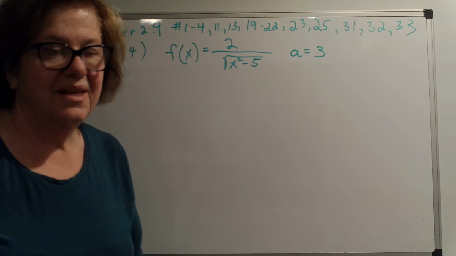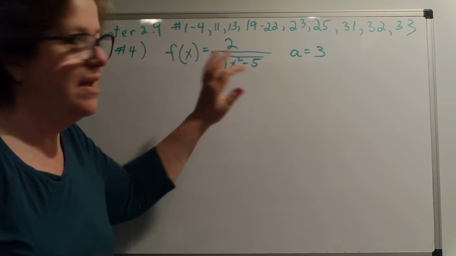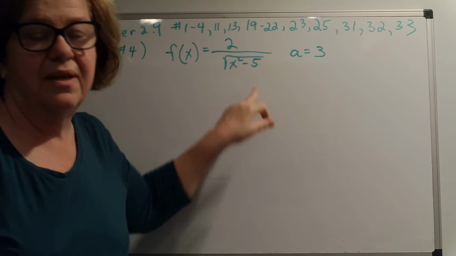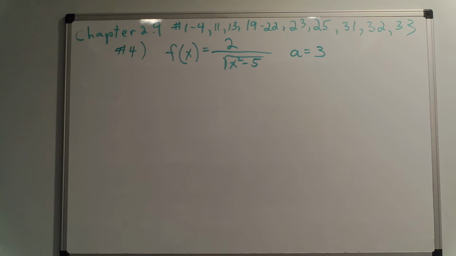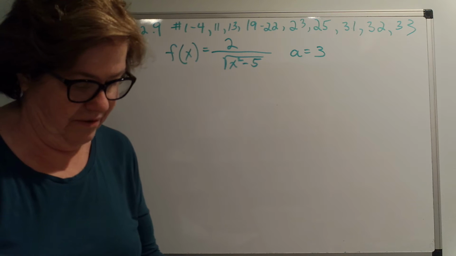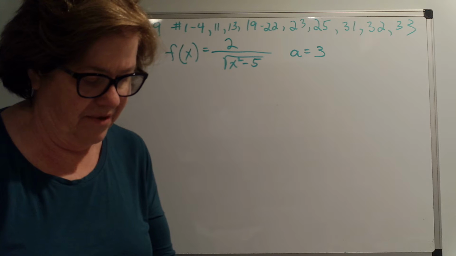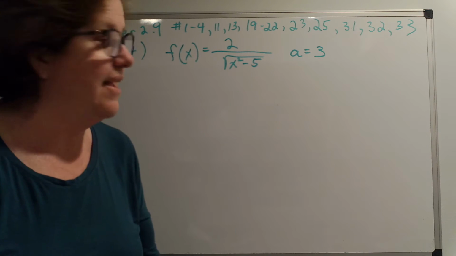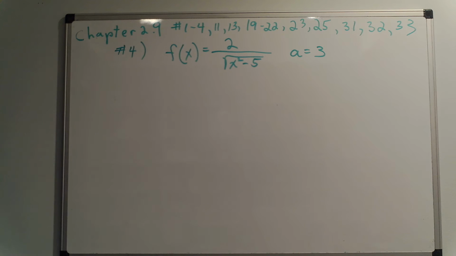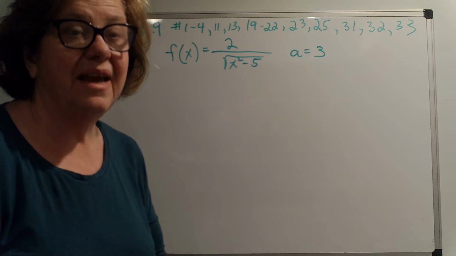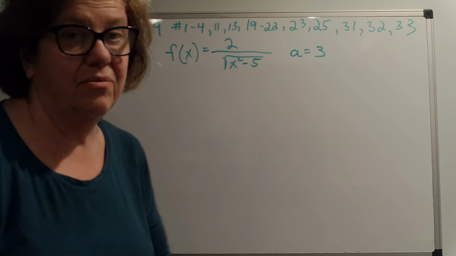Hello again. Now we're going to do several sample problems from the homework. The first one we're going to do is number 4. And let me read the directions from the book so you know what the directions are. It says find the linearization L of x of the function at A. Another way of saying that is find the equation for the tangent line at x equal to 3.